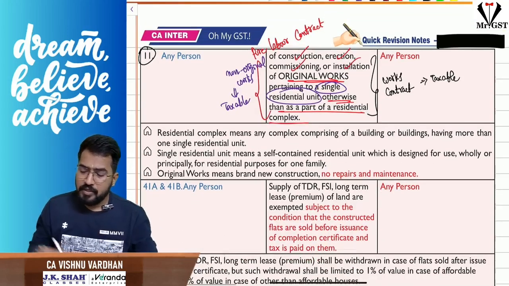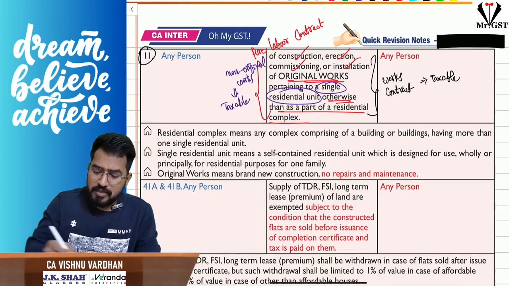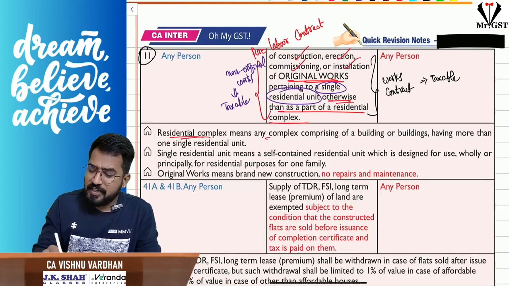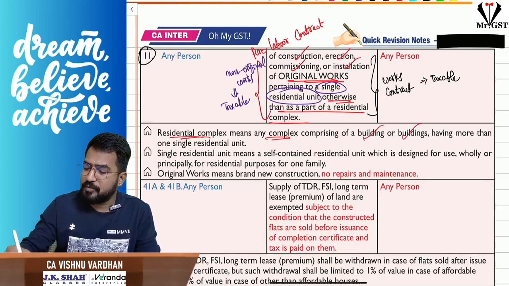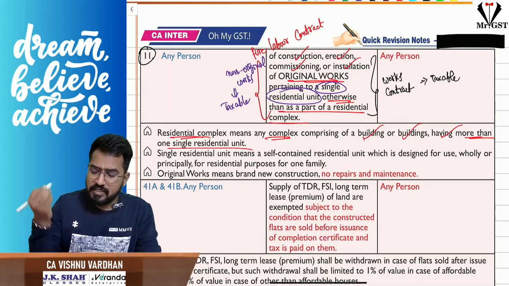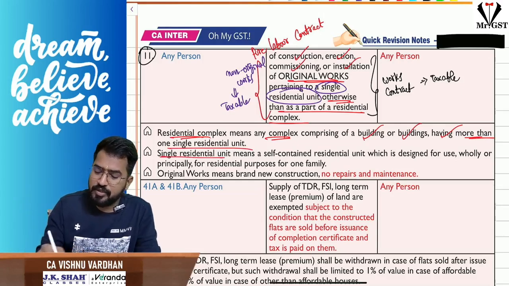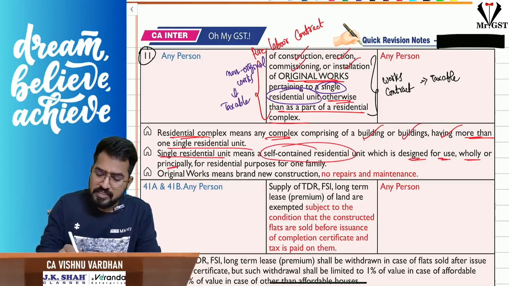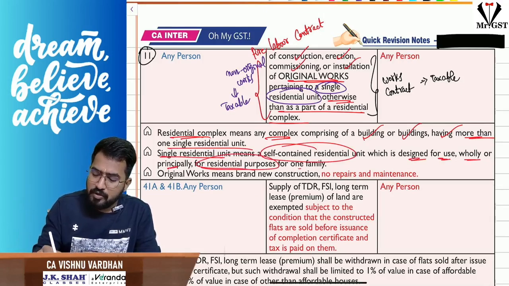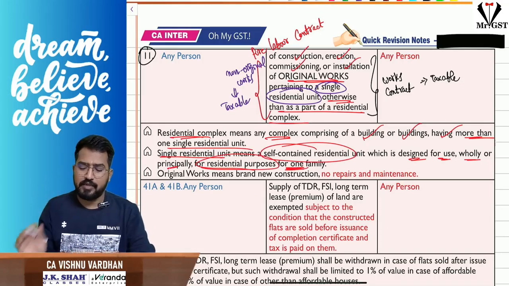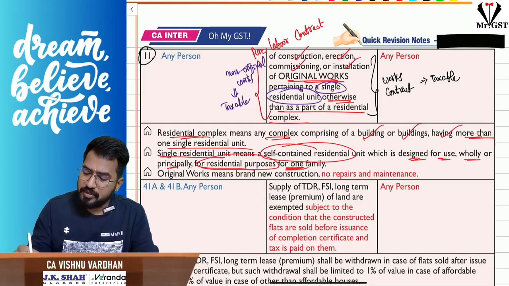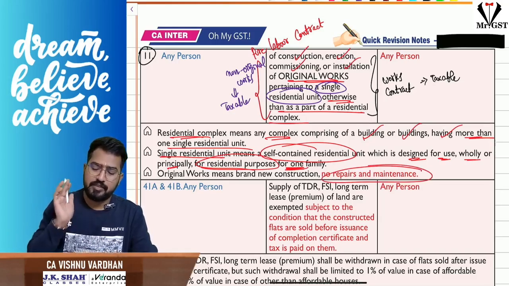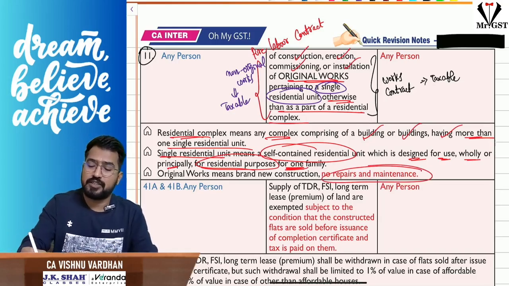So residential complex, here I have given the meaning: any complex comprising a building or buildings having more than one single residential unit. Single residential unit means a self-contained residential unit which is designed for use wholly or principally for residential purposes of one family. And original works, I gave the meaning here: no repairs and maintenance. Original works means brand new construction.